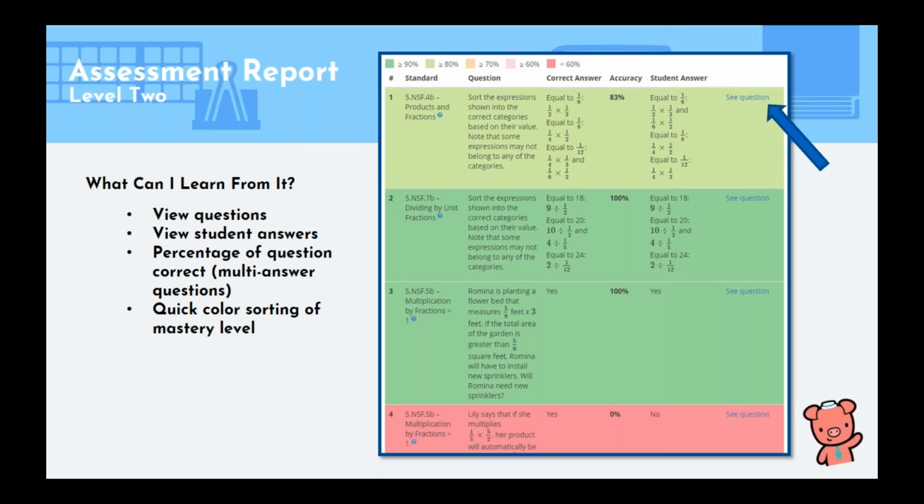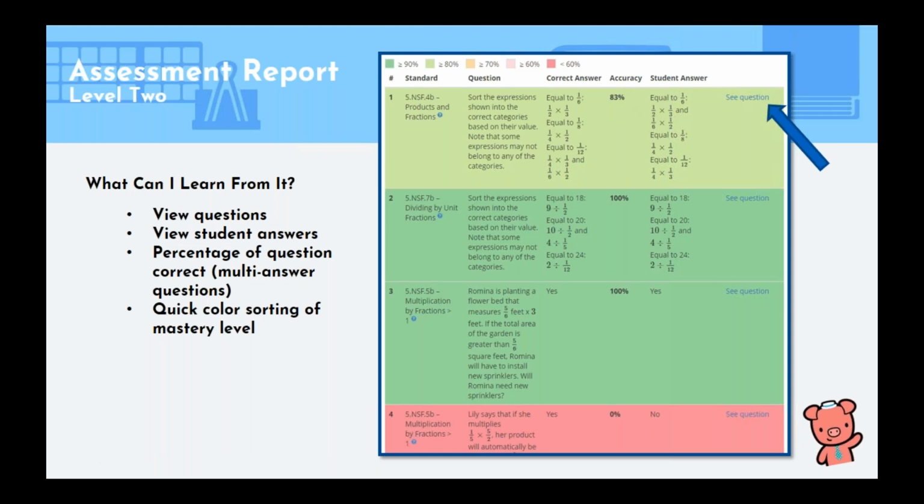So it's easy for you to see which standards they have mastered, which they haven't, and it shows you the accuracy. One thing that for whatever reason I didn't click on, or I didn't figure out very quickly, was why does he have 83% accuracy if it's just one question?